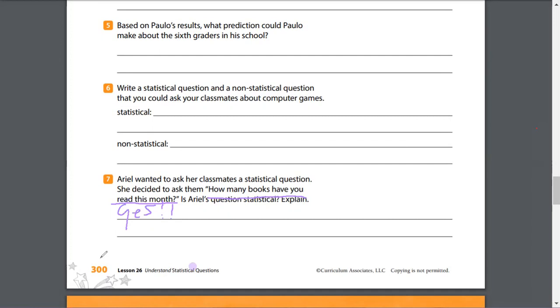And that's it for today. So today we went over what a statistical question is, and understood that a statistical question is a question that gives us a variety of answers. And we even came up with our own statistical questions.